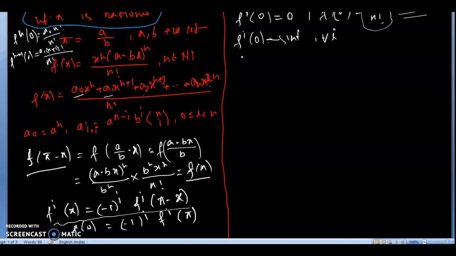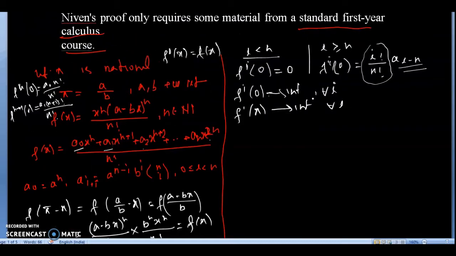So we can say that f^(i)(π) is an integer for all values of i, clear. So our proof of the first step is completed.